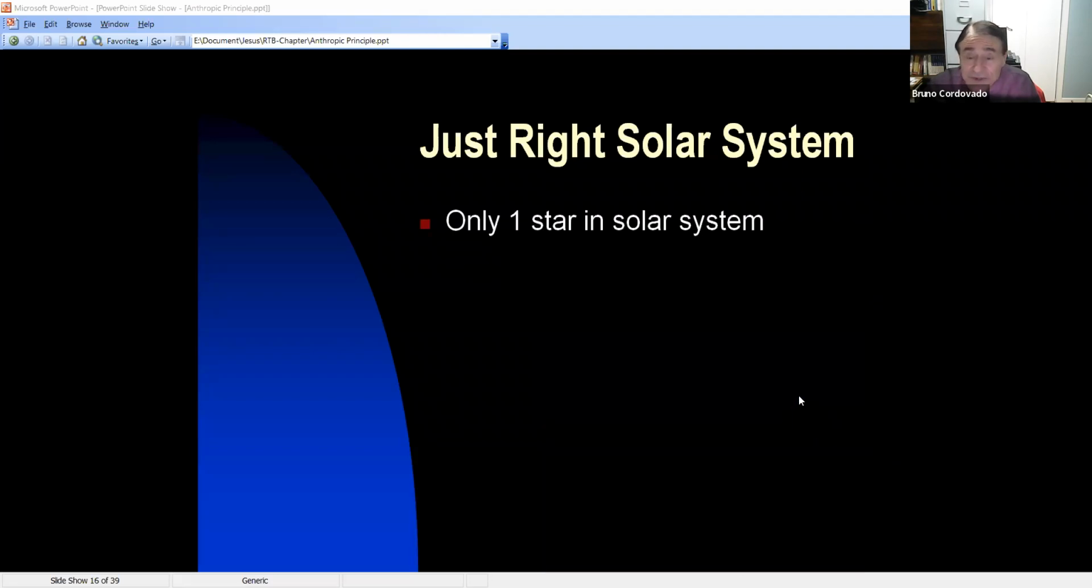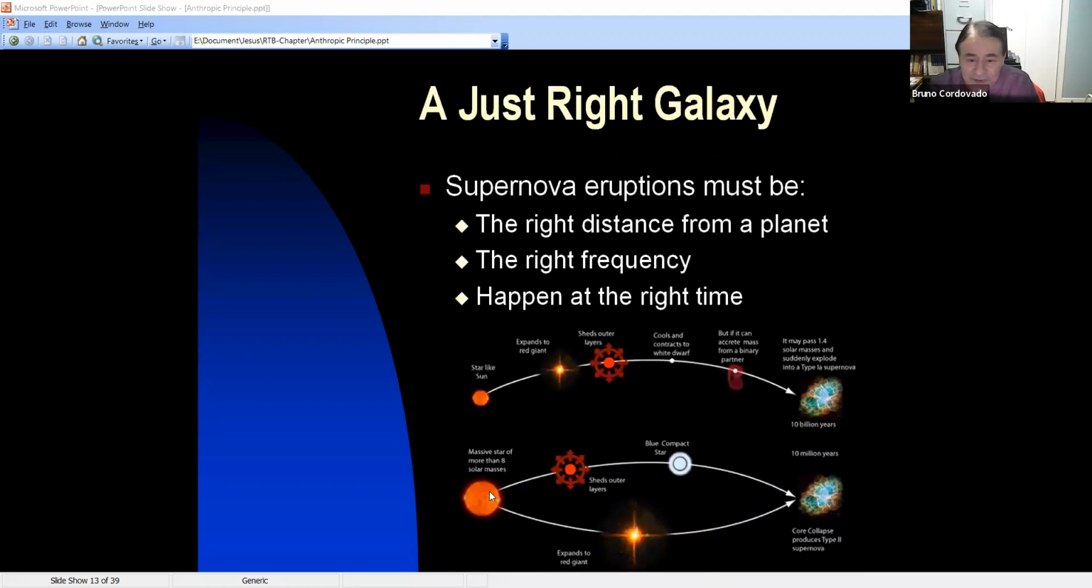And you need a just right solar system that has only one star in the center. If you have a binary system where you have two stars orbiting one another, it affects the orbits of all the planets going around it, so you don't get stable orbits. You have to have the right mass of the star. If the mass is heavier, like you saw in this other diagram back here, when you have a bigger star, it doesn't live as long. It only lives 10 million years. So if you have a star that's too big, you won't have enough time for the planet to form and to have life on the planet.